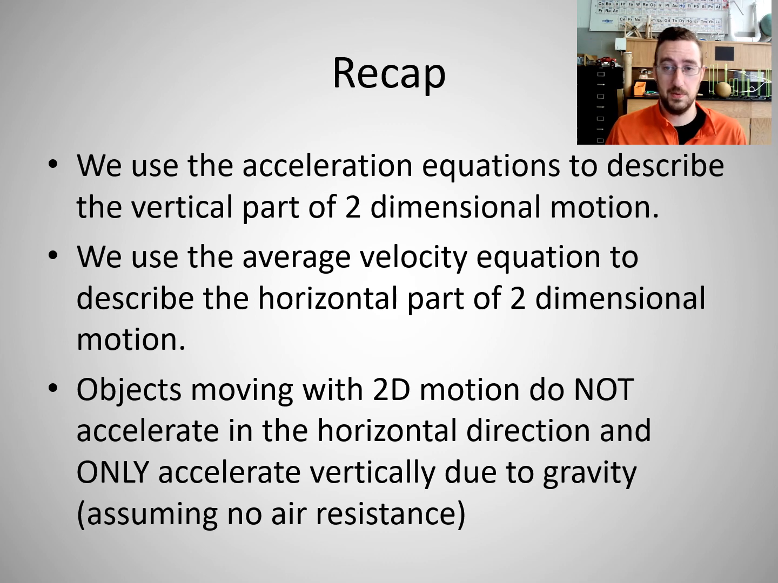So to recap, we use the acceleration equations to describe the vertical part of two-dimensional motion. It's essentially just free fall. And we use the constant velocity equation for the horizontal part. Objects moving with two-dimensional motion do not accelerate in the horizontal direction and only accelerate vertically due to gravity, assuming there's no air resistance.